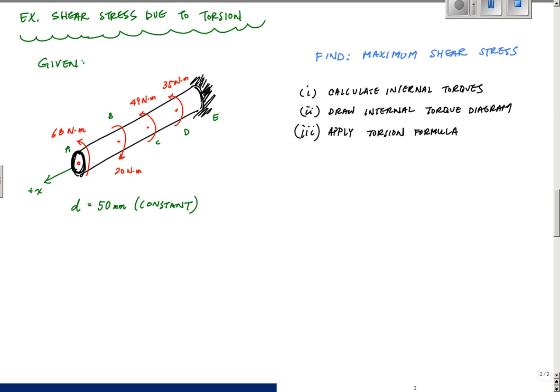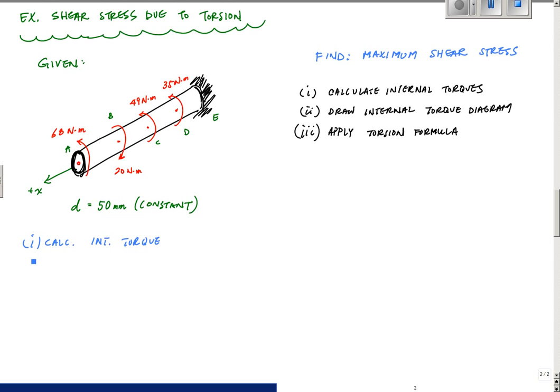And the way we're going to go about this is we're going to divide this thing up into segments, calculate internal torques, then draw the internal torque diagram. So if you've drawn an internal shear and moment diagram before, then this is going to be relatively straightforward. And then we're going to apply the torsion formula and calculate the shear stress that's induced by torsion. So let's get to it. The first thing is to calculate internal torques.